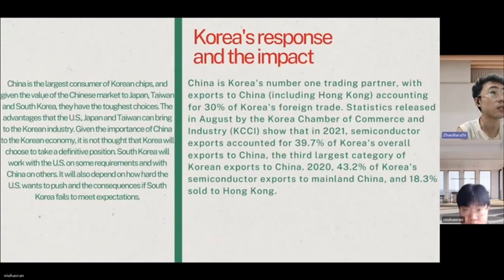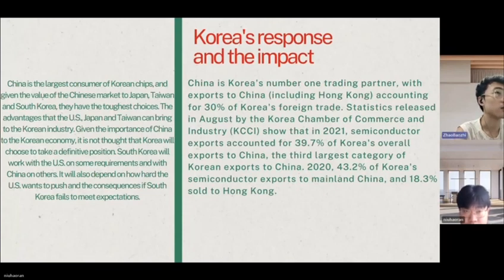This part is about Korea's response and the impact. China is Korea's number one trading partner, with exports to China accounting for 30% of Korea's foreign trade. Statistics released in August by the Korea Chamber of Commerce and Industry show that in 2021, semiconductor exports accounted for 39.7% of Korea's overall exports to China, the third largest category of Korea's exports to China. In 2020, 43.2% of Korea's semiconductor exports went to mainland China, and 18.3% were sold to Hong Kong.